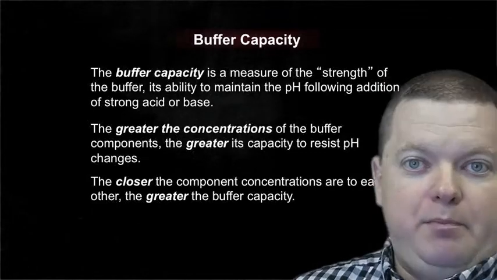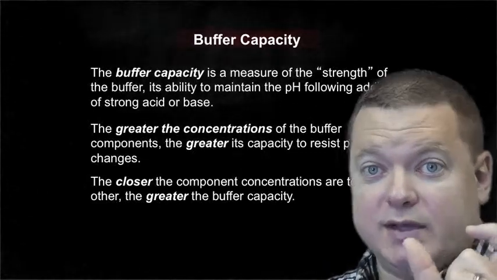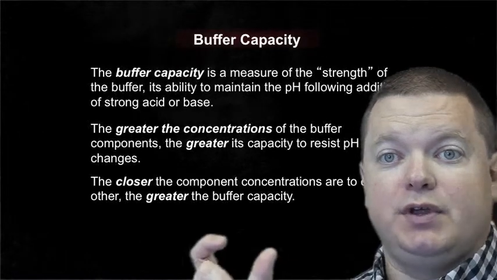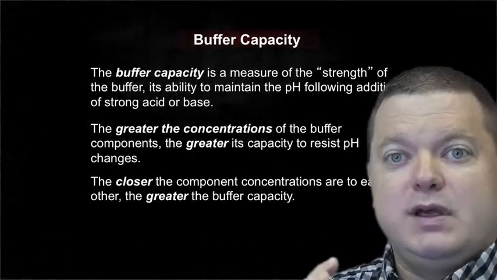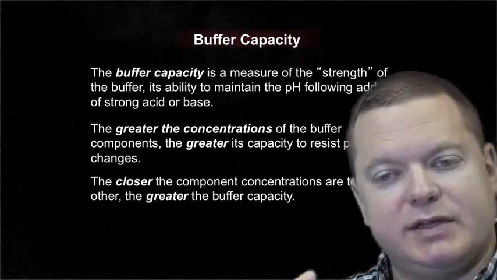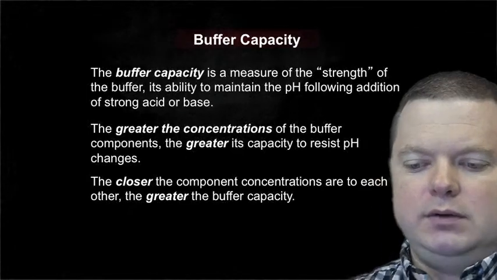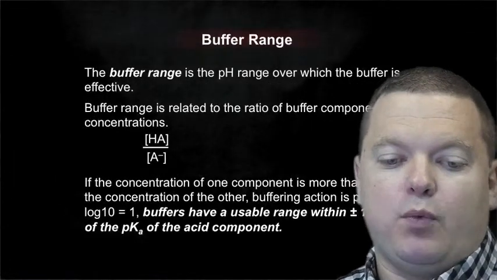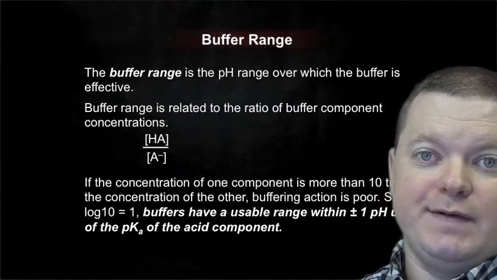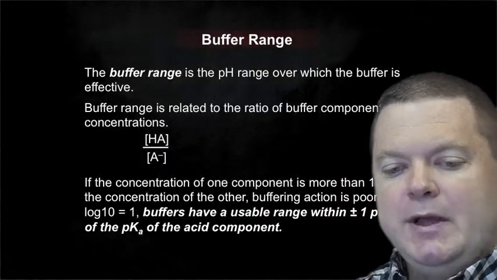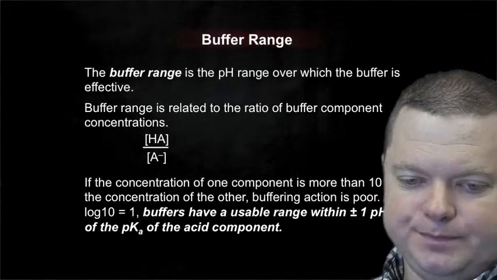So a buffer solution is going to have its greatest capacity when the concentration of the weak acid or weak base is equal to the concentration of its conjugate. Right? That's where the buffer is the strongest, has the biggest capacity to resist change. We can talk further about the buffer range, how long this is going to last before a small change is going to give us a pretty big change in pH. And that's related to the ratio between the acid and the base.